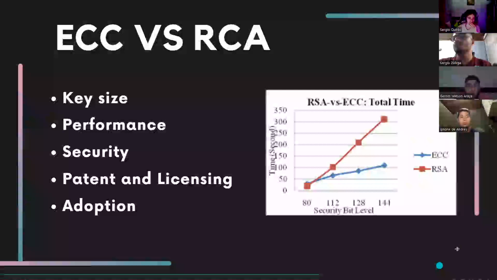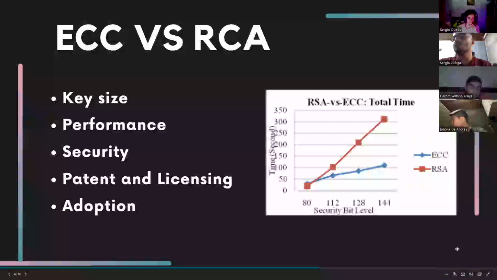Then we can talk about the patent and the licensing. RSA was patented until 2000, while ECC does not have any patent restrictions. This means that ECC can be freely used without any licensing issues.